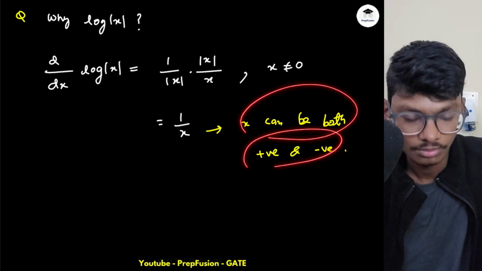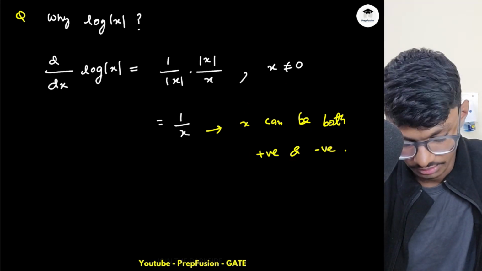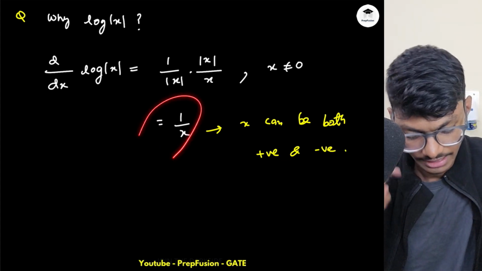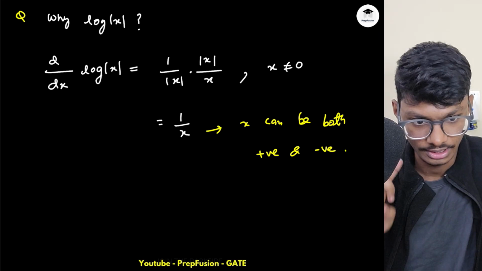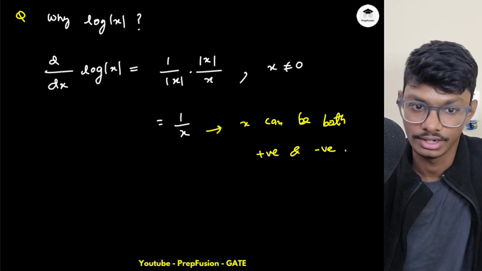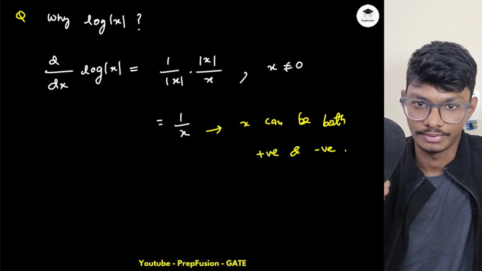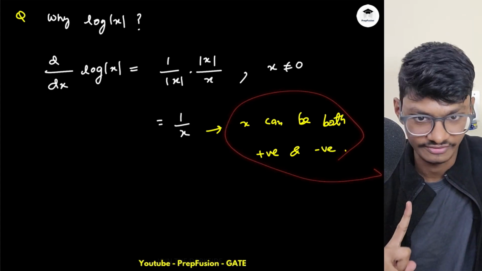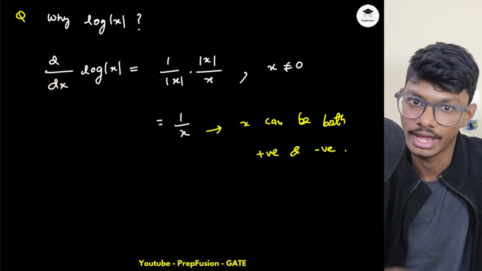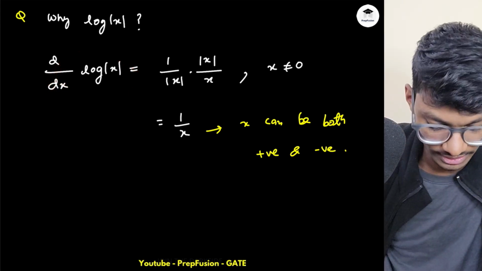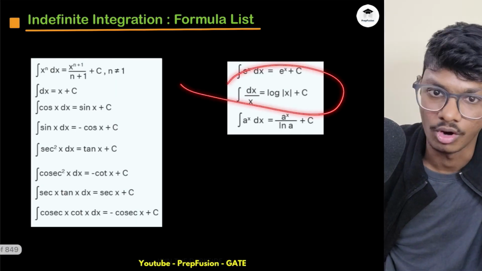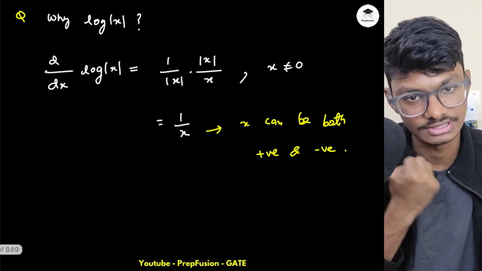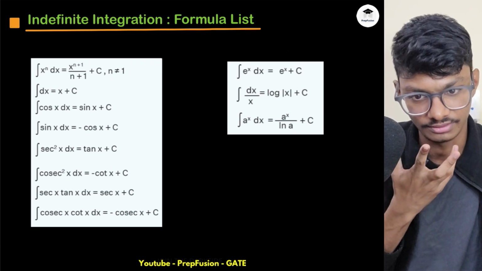X can be both positive and negative, right? So yeah, this is the case. That's why I take this. Else, if I would have only taken ln x greater than 0, then what would have happened? I can only put positive values of x, but this time I can put any value of x, right? So that is the reason we use mod of x, to use the whole range, because inside the log function I cannot give negative numbers, right?